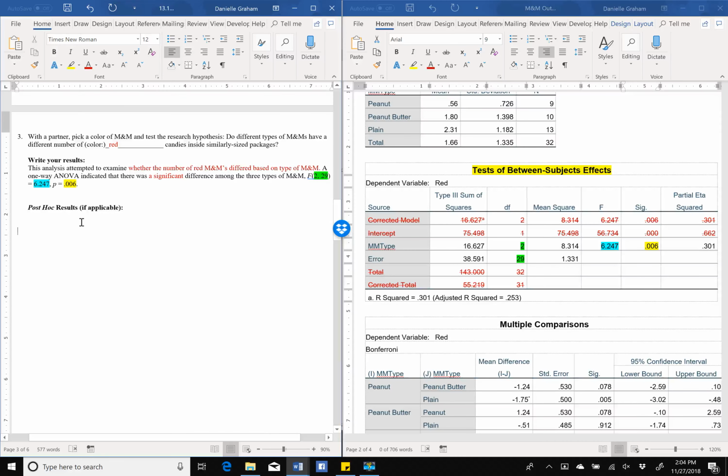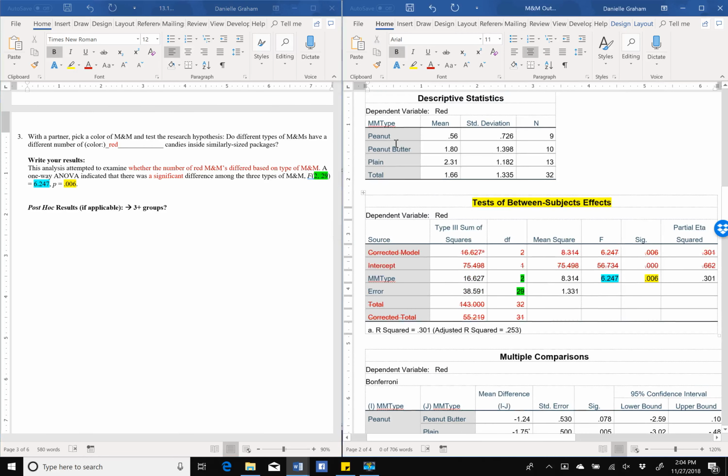Post hoc results, if applicable. So what do I mean by if applicable? Number one, we only have to do post hoc results if we have more than two groups. So we'll say 3 or more groups. In this case, we have 3 types of M&Ms. We're working with peanut, peanut butter, and plain. So yes.